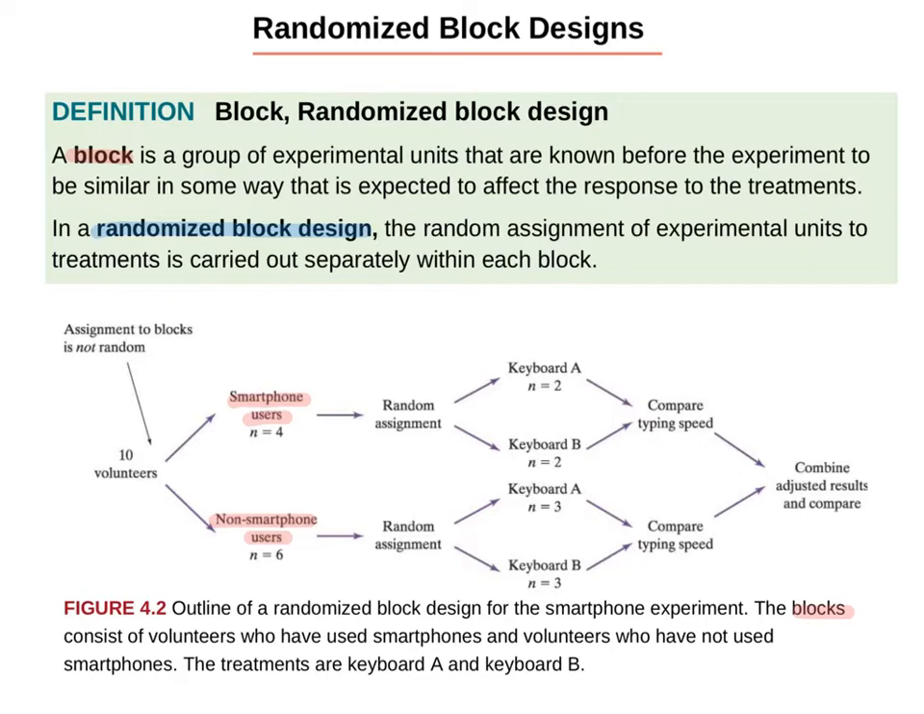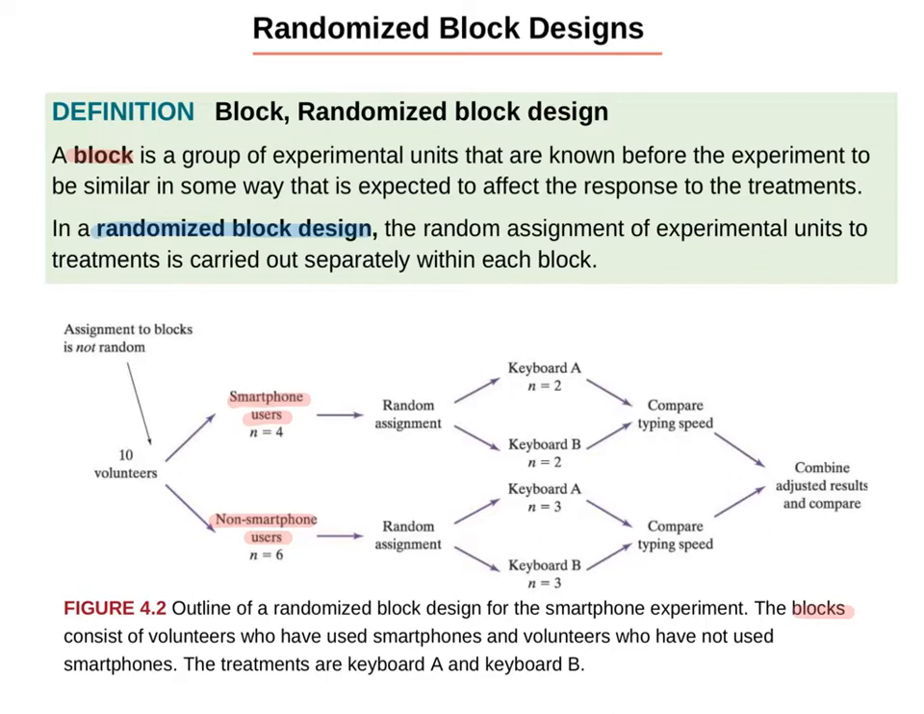So you can split up that 10 volunteer group into two blocks because we know something about each block. So let's say that there are 4 smartphone users and 6 non-smartphone users, and then they get randomly assigned, so each of those blocks gets split up. So 2 of the smartphone users use keyboard A, the one keyboard, and then the other 2 use the other keyboard, and that's a random assignment.